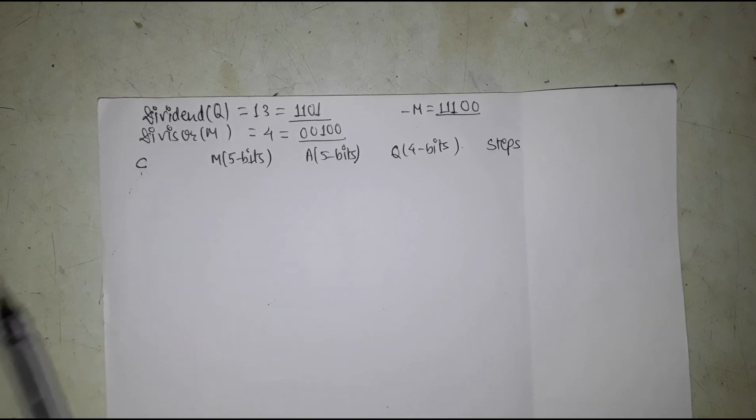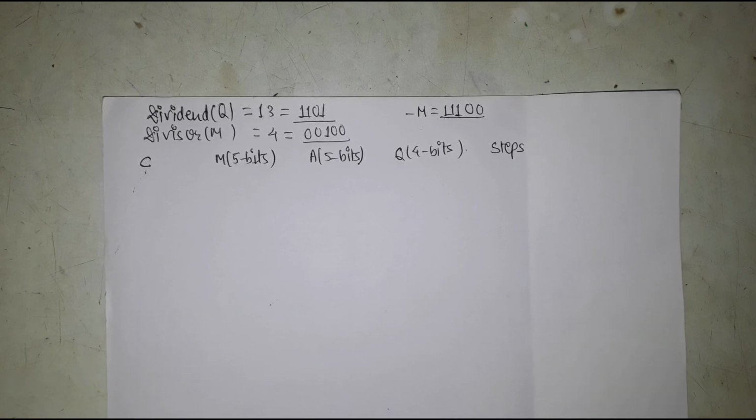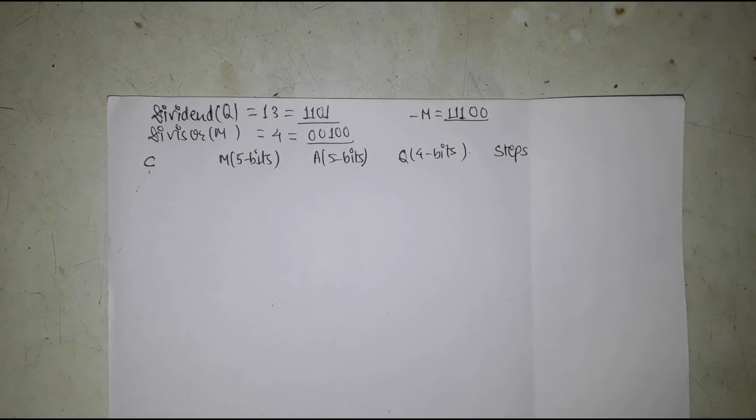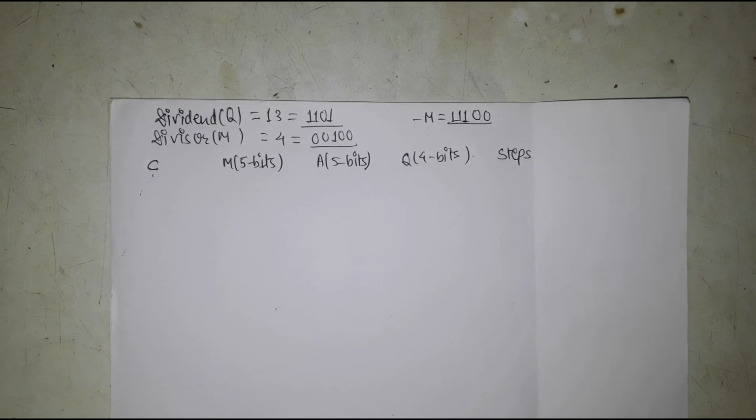But first, let me introduce this. C stands for count, and we're actually having 4 counts, and we need to find out the answer in 4 counts. M stands for divisor, as I've said earlier, and we'll be including 5 bits of numbers for that. A stands for accumulator, and there is no initial value for that, so we'll be putting zeros instead. Q stands for dividend, which will be taking 4 bits of numbers, and the steps column will list out what we actually perform in there. So let's start.